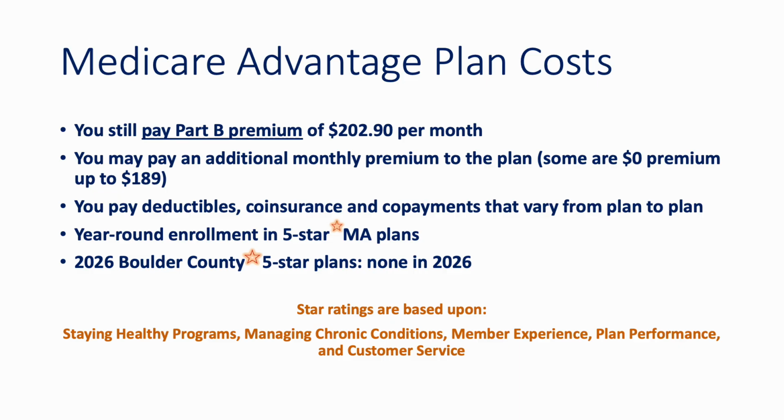So what is it going to cost you to be enrolled in a Medicare Advantage plan? First, you are going to be paying your Part B premium of $202.90 per month. That's the Part B premium in 2026. Everybody pays that, even if you're enrolled into a Medicare Advantage plan that has a zero premium. So it doesn't cost you anything to be enrolled into the Medicare Advantage plan. No additional costs, but you're still going to be responsible for that Part B premium.